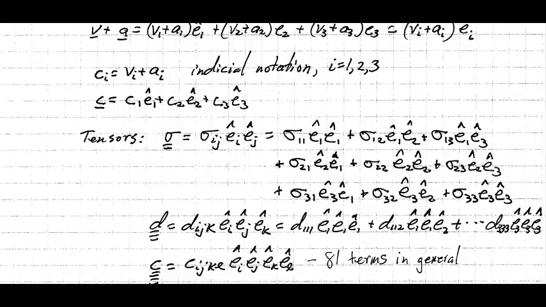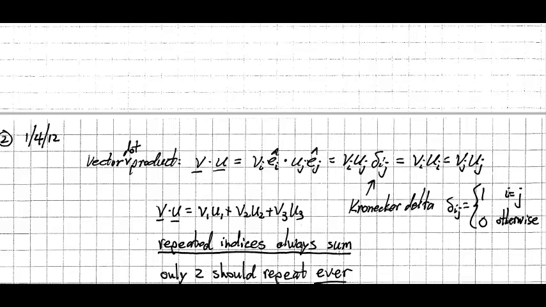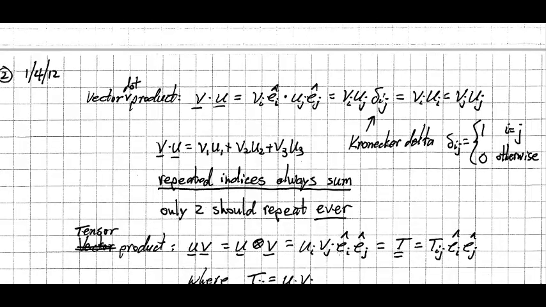Even more terms if it's 4th order. So this is your elastic tensor. You have 4 directions. So 3 times 3 times 3 times 3, 81 terms. Okay, let's stop there.